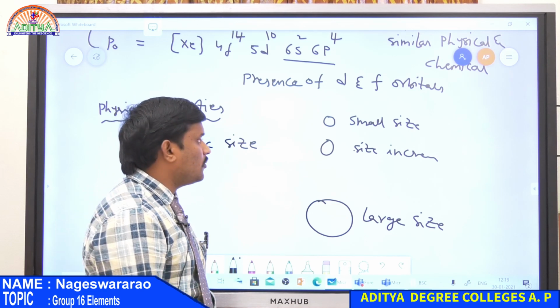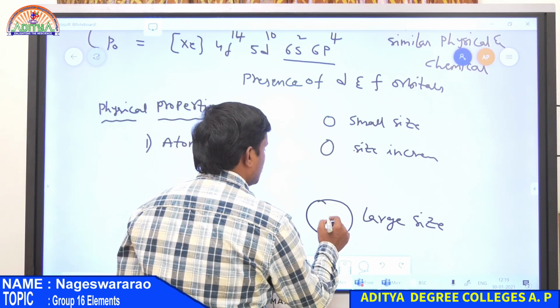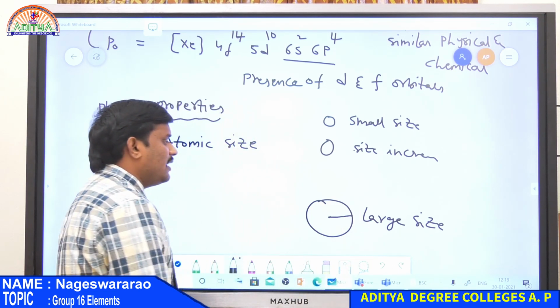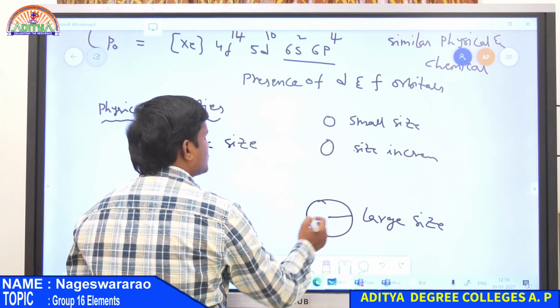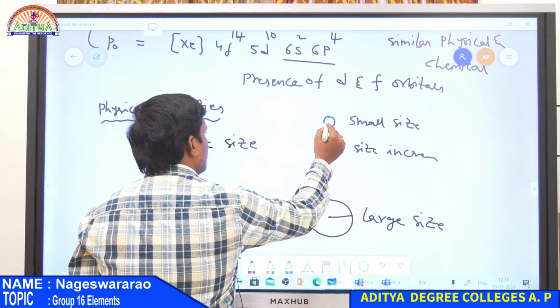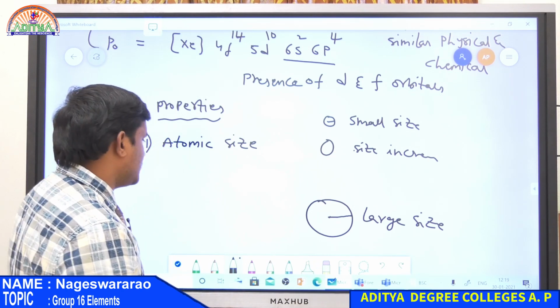Therefore from top to bottom, atomic size or radius, so this is the radius, the distance between center and nucleus, so this is nothing but atomic radius. So from top to bottom, atomic radius as well as atomic size increases.